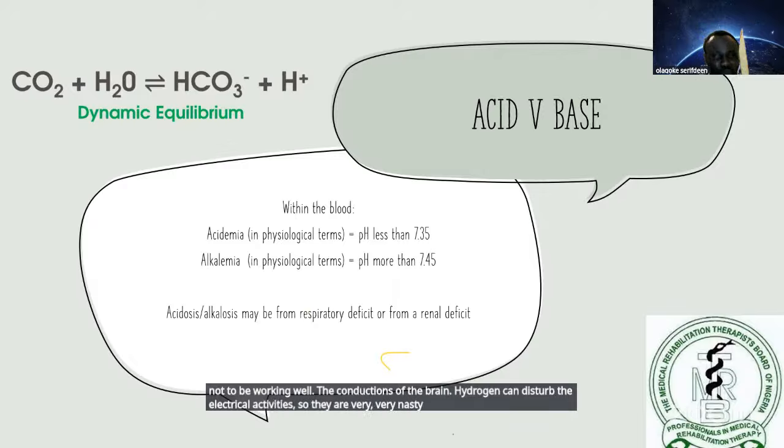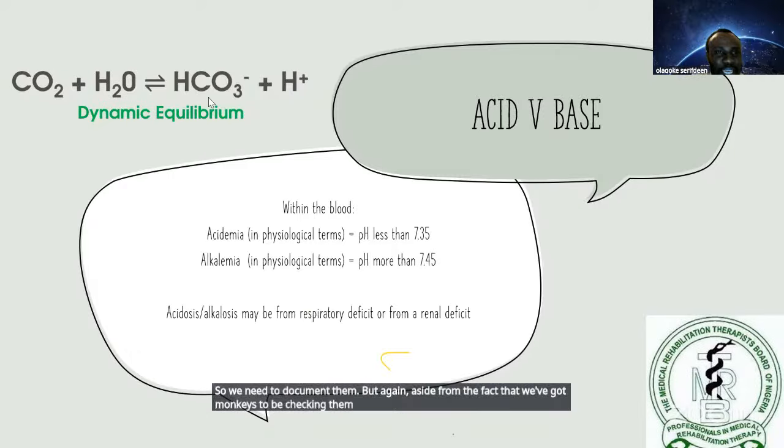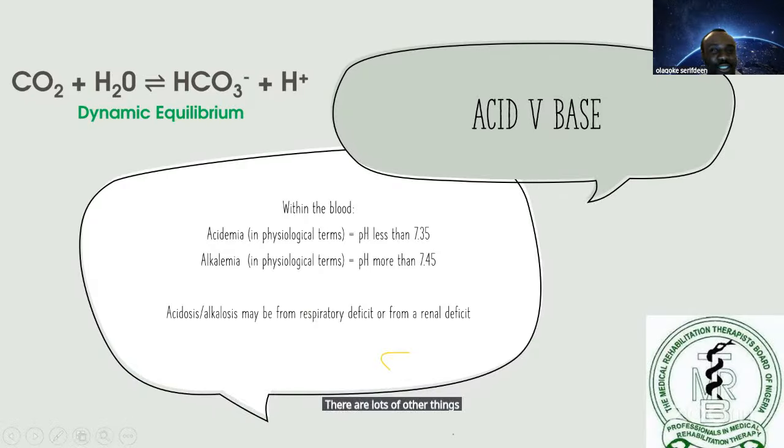That's why I'm repeating this thing all over again. Hydrogen ions are very, very nasty, so we need to checkmate them. But again, aside from the monkeys that are checking them, what is the monkey here? You've got bicarb here, the monkey checking on them. There are a lot of other things we can do with our hydrogen ions.